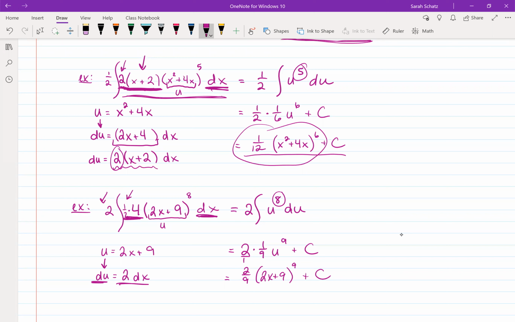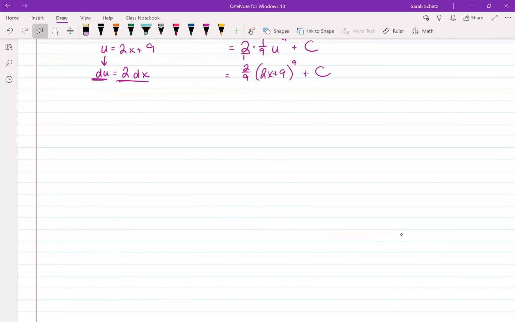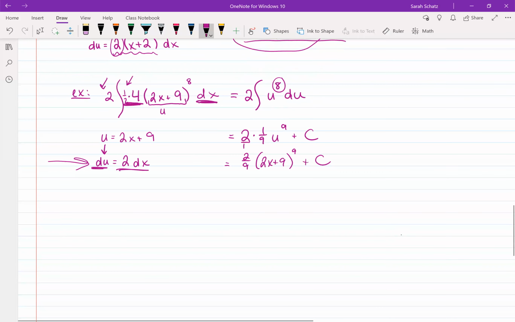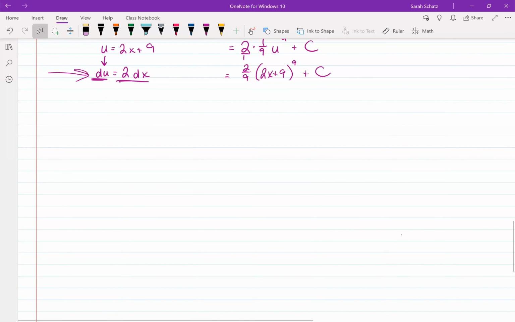So I promise this gets familiar as you practice it. You'll get better at it. Identifying u and then making sure you always find du from u. And then knowing how to account when you don't have all of du, or maybe you have more than you need for du, how to account putting something on the inside and outside. You get used to that and it does get easier.